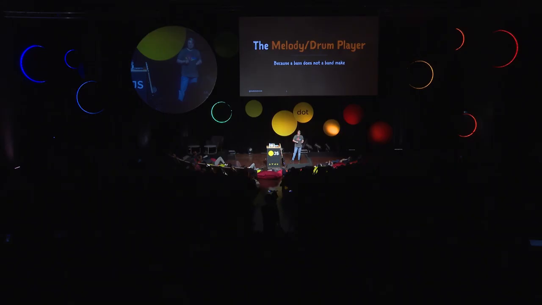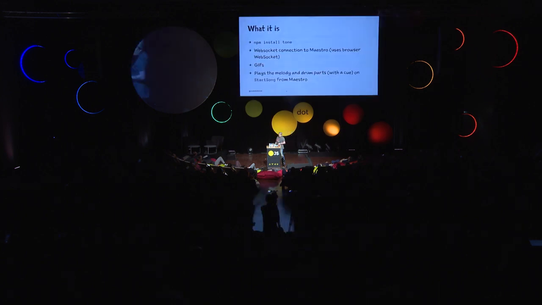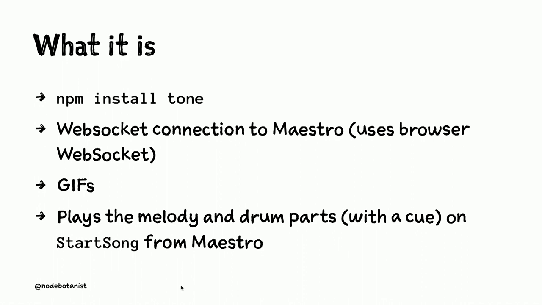So the melody and drum player, because a bass does not a band make. What it is is Tone.js in the browser. So I'm going to open up a browser tab here when I do my demonstration. It's a WebSocket connection to Maestro, and it uses the browser WebSocket, so it doesn't use WS in this situation. It has GIFs, because of course it does. And then it plays the melody and the drum parts with a cue on start song from Maestro.